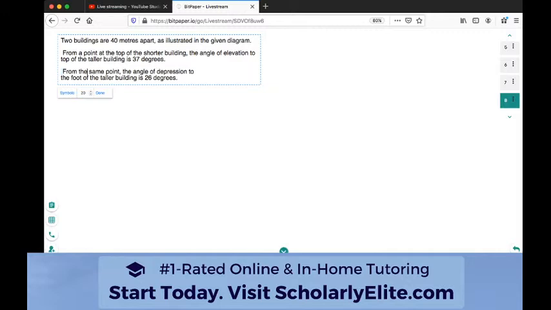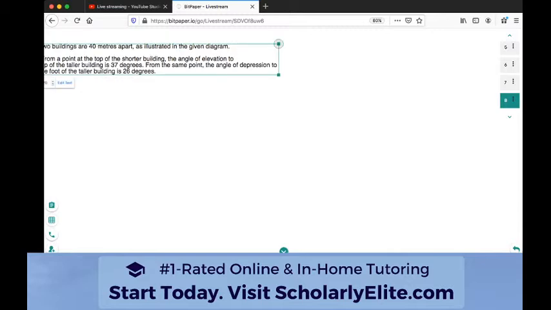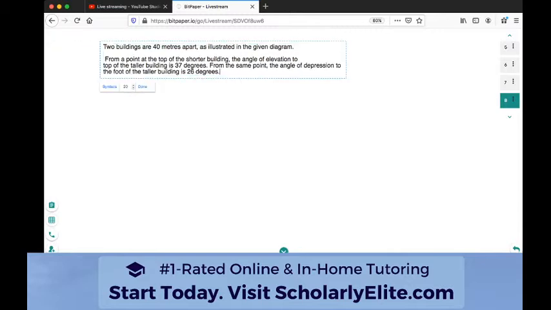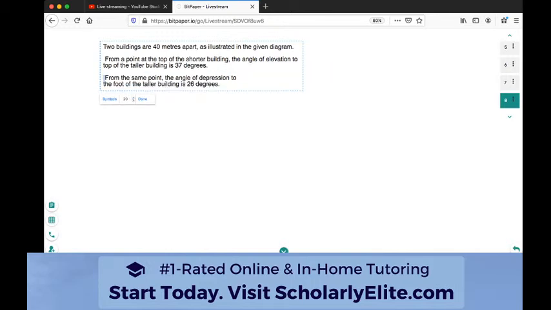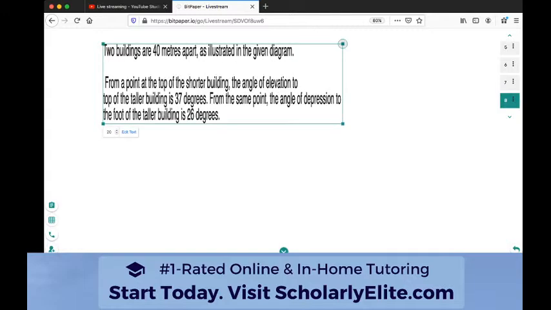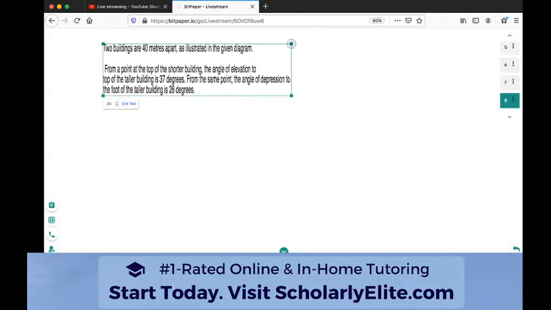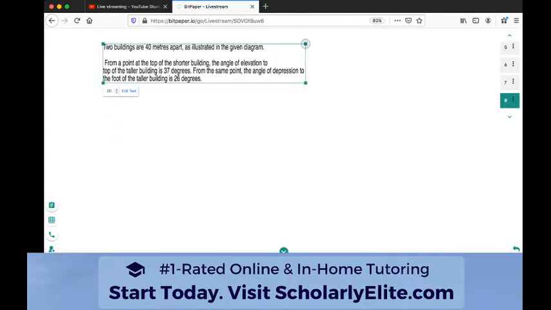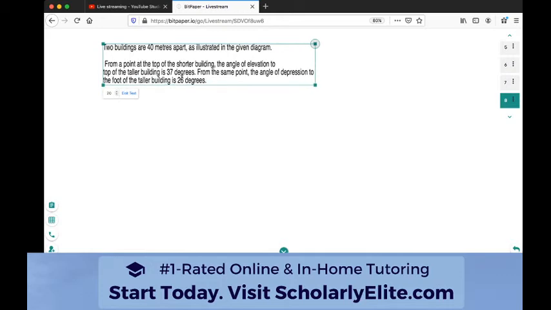And then from the same point, the angle of depression to the foot of the taller building is 26 degrees. Oh my gosh. Couple things I want to, oh, I see why it's not letting me do that. Hopefully it'll let me separate this. Oh my gosh, that's super annoying. I'm just going to do this, you guys, so that you can see that it's separate.